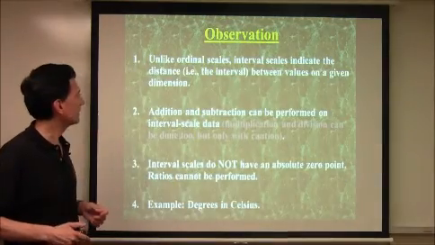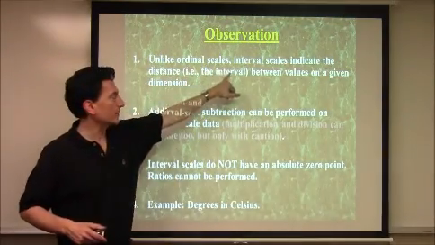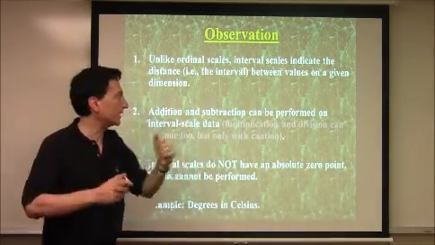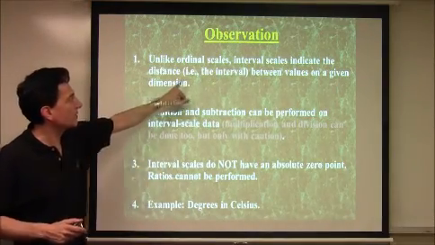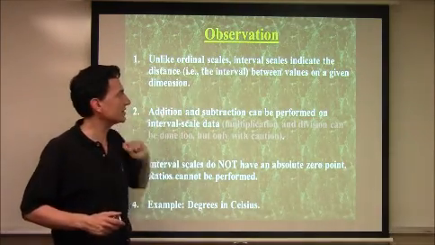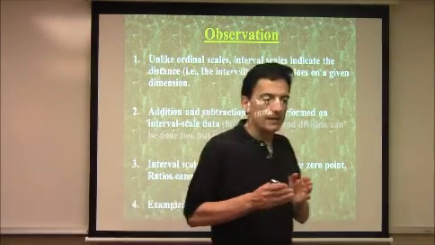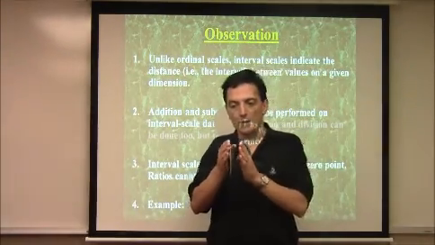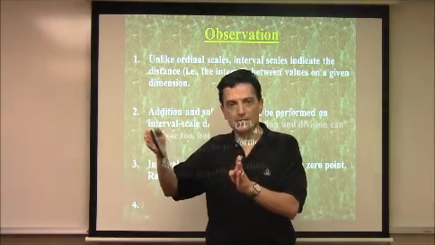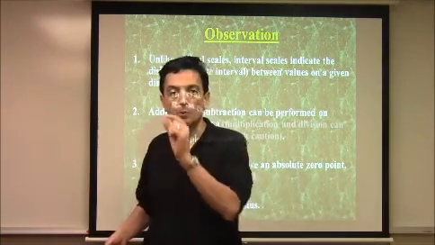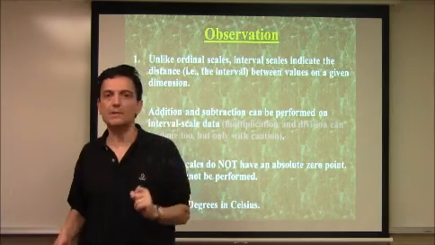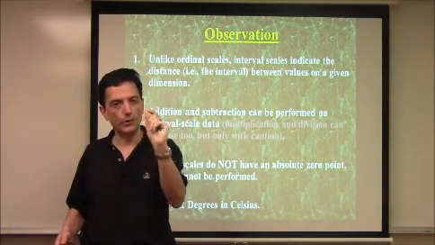Okay, unlike ordinal scales, interval scales, if we go up 1 notch again, indicate the distance, or the interval, between values on a given dimension. Okay? So now we have a critical feature, which is that our measurement scale has even step sizes. So the distance between number 1 and 4 is the same distance as between that of 4 and 7.